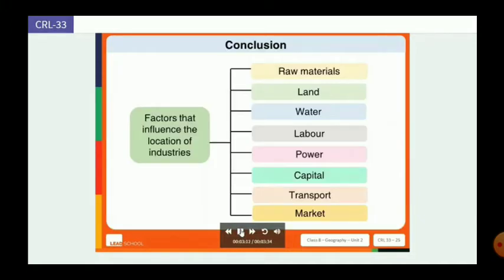So, we just saw how a variety of factors help determine where an industry should be set up. They are raw materials, land, water, labor, power, capital, transport, and a market.